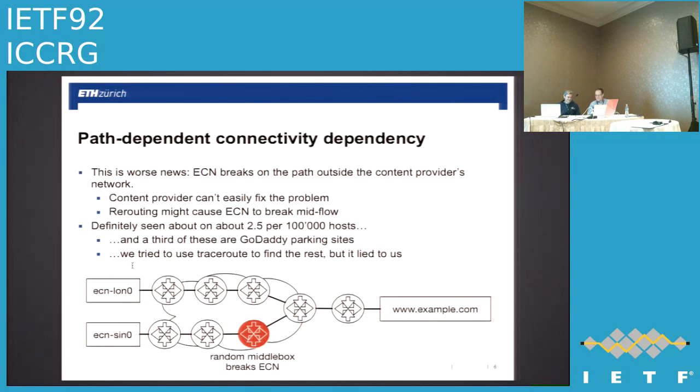We assume that if this box is breaking the TCP flag signaling for negotiation, it is more likely to break on other things. We definitely saw this in about 2.5 per 100,000, but these are relatively far down in the list of important things. Actually, a third of these were all GoDaddy parking sites. There's one particular network that GoDaddy uses where, on the path from Singapore, there's a box that breaks ECN, and on the other two paths, there's a box that doesn't break ECN. And I'm willing to take the risk that we break somebody's access to a GoDaddy parking site as relatively low.